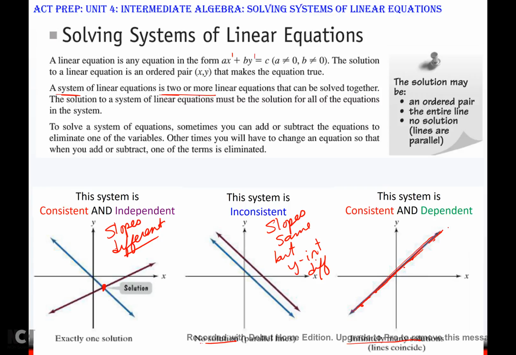Okay, to solve a system of equations, sometimes you can add or subtract the equations to eliminate one of the variables. Other times you'll have to change an equation so that when you add or subtract, one of the terms is eliminated. They're teaching you the elimination method. There's lots of methods to solve a system. One is by graphing, and then you have elimination, which is what we're going to focus on, and then there's also another technique called substitution. I prefer elimination. It's usually the one that works the best for me.